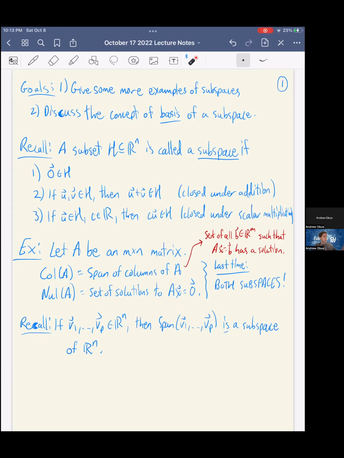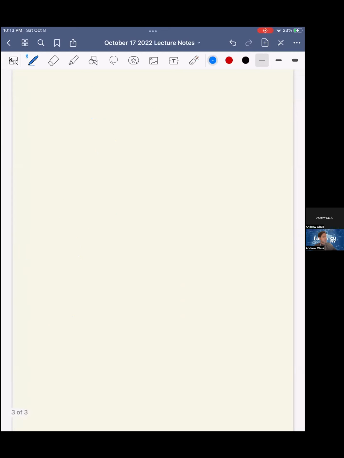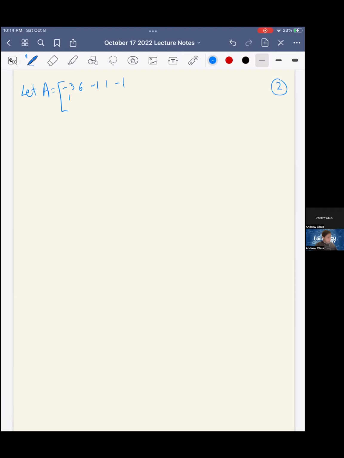So let's look at a particular example with a particular matrix. I'm going to let A be the following matrix. It's a 3 by 5 matrix. I think I took this right from the book, or maybe from an earlier edition. The rows are: -3, 6, -1, 1, -1; then 1, -2, 2, 3, -1; and lastly 2, -4, 5, 8, -4.